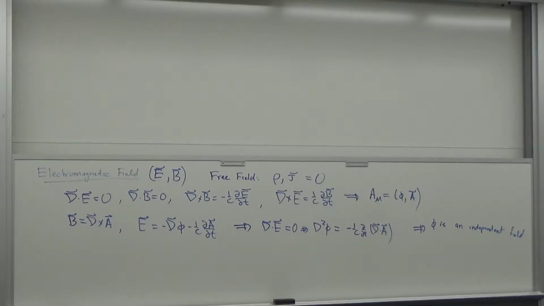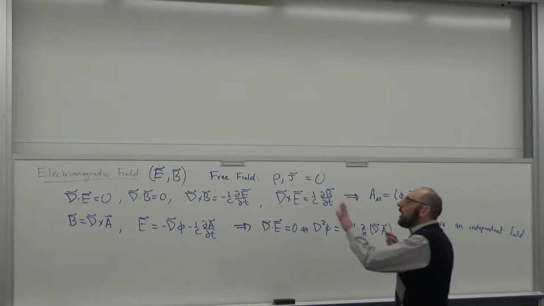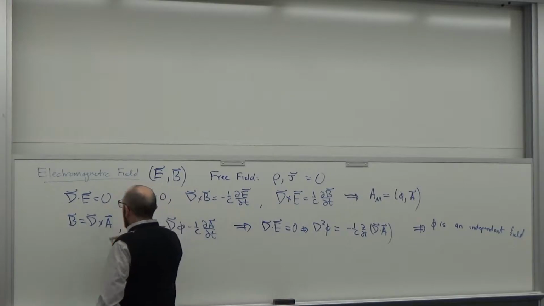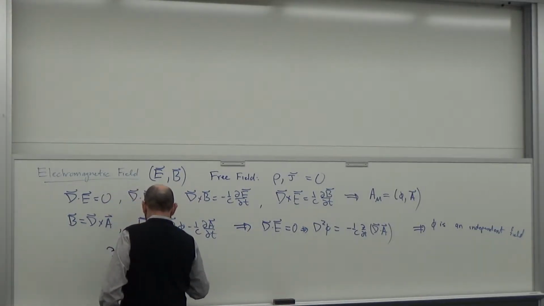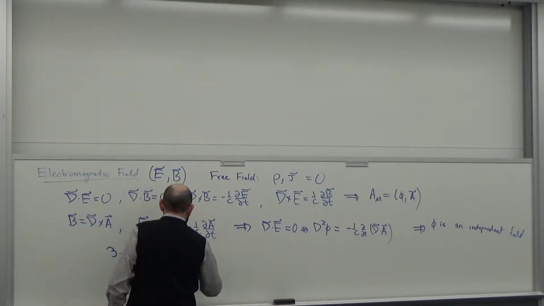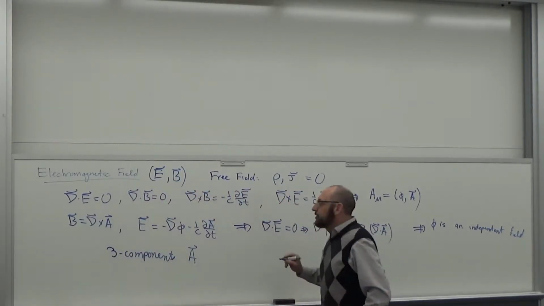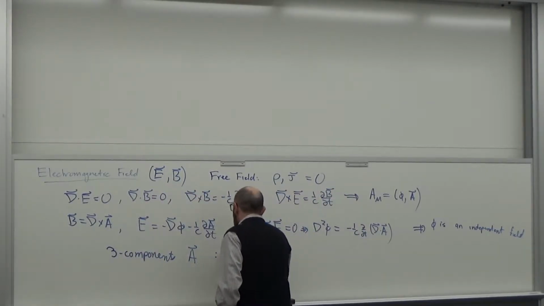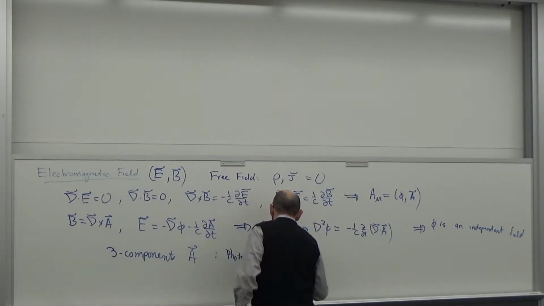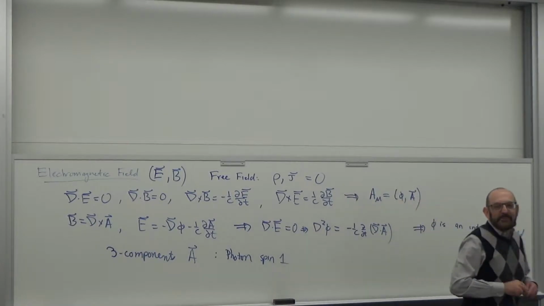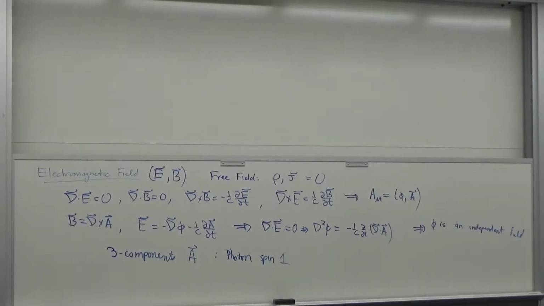Okay? So in terms of the quantization of the field, we have 3 components specified by the vector potential. And these 3 components mean that the photon is spin 1, because you have 2s plus 1 components. S is therefore 1. Okay?